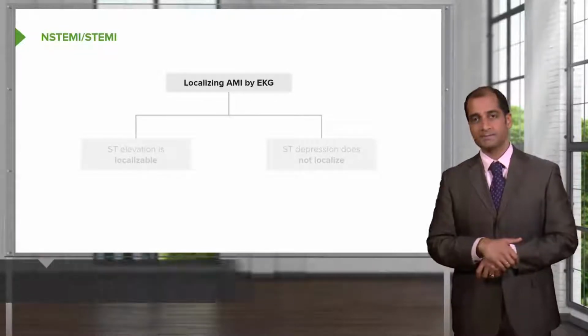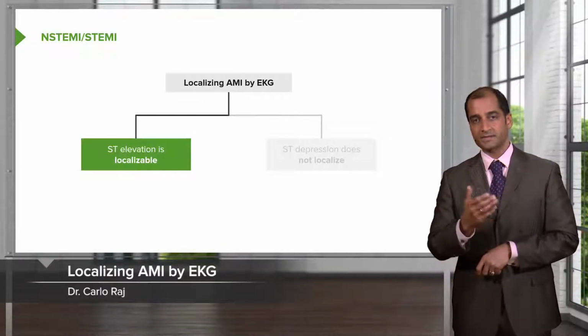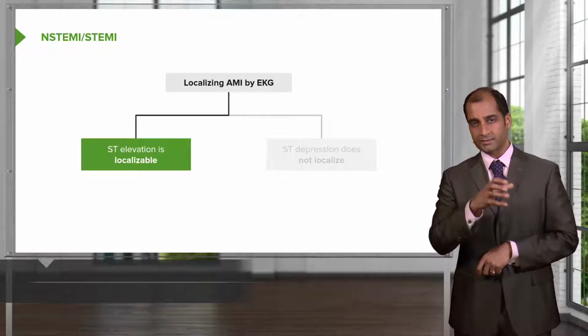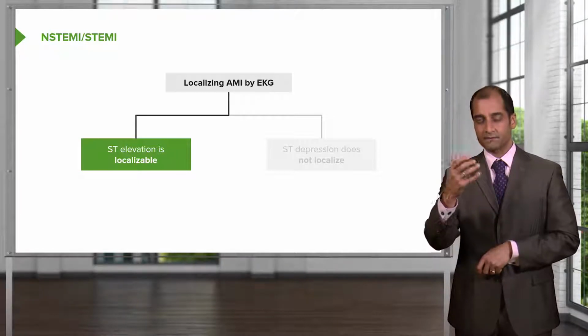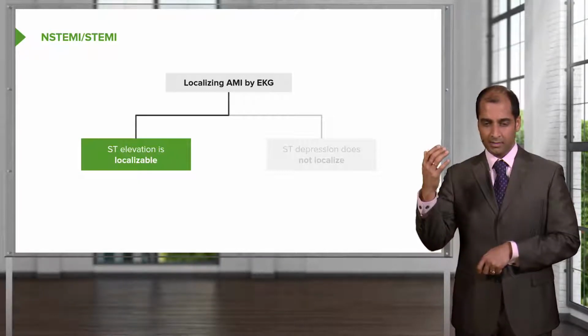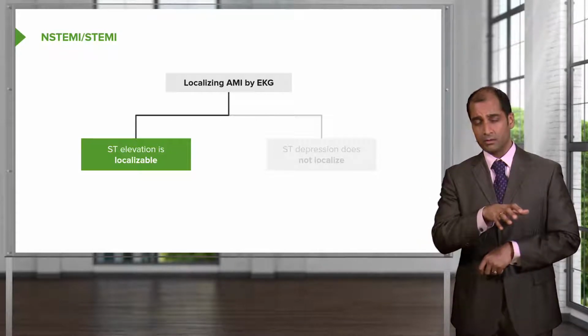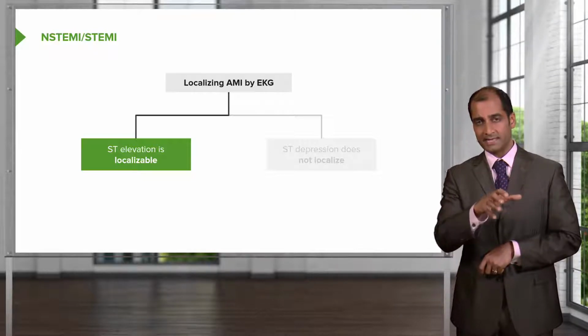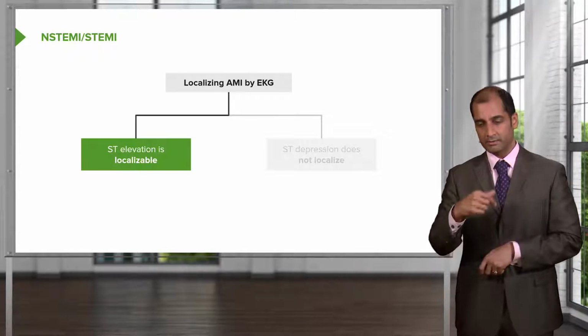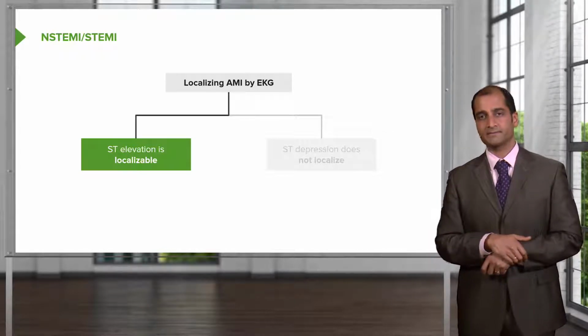Now, localizing AMI by EKG. If it's ST elevation, what are we going to do? We're going to localize. So what we'll take a look at next, and I've referred to this already. Now, as I said, we're going to repeat. In a couple of lecture series ago, I talked to you about blood vessels and their respective EKG leads, right? So now we're going to take a look at a table and we're going to harp on that very fact.